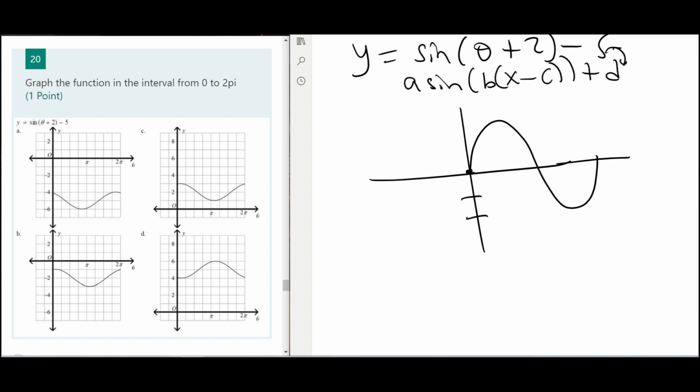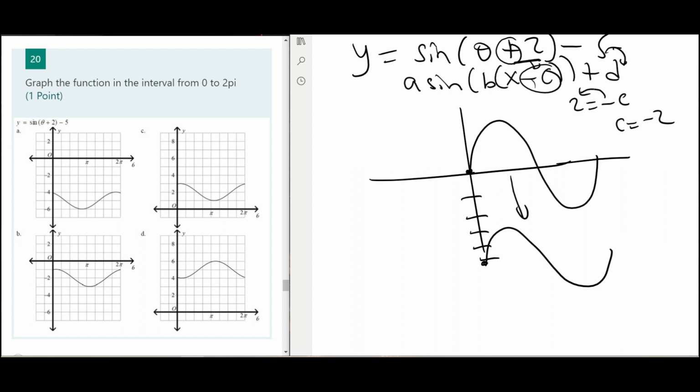So 1, 2, 3, 4, 5. This should actually be shifted down here, right? That's why it's minus 5, because it's all the way down. And then the plus 2, if you compare these two, plus 2 is equivalent to minus c. So 2 is equal to negative c, and that tells us that c has to be negative 2, because if I move the negative over there, it's negative 2. So this is shifted over to the left. We have to take this curve, which we shifted down by 5, and shift it to the left by 2 units.